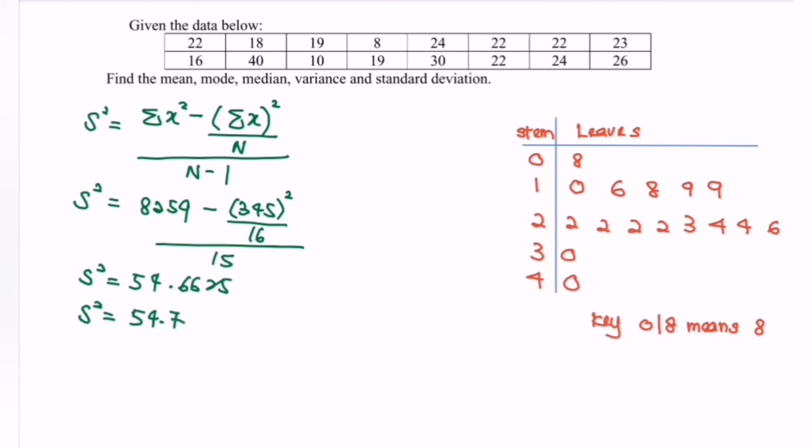As for the standard deviation, what we have to do is to square root both sides. So S is equal to 7.3934. If we round up the standard deviation, it will become 7.39 for the standard deviation.